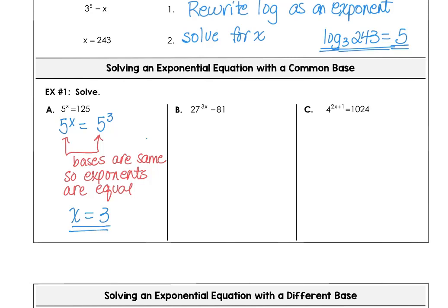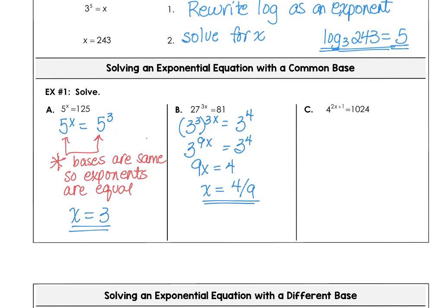In example B, you need to be a little bit clever. We know that 27 can be rewritten as 3 to the 3rd power, and 81 can be rewritten using 3 for the base as 3 to the 4th power. Then using properties of exponents, when you raise a power to a power, you multiply the exponents. So 3 to the 9x power is equal to 3 to the 4th. And just like in example A, when our bases are the same, our exponents are equal. So 9x must be equal to 4, and that happens when x is 4/9.